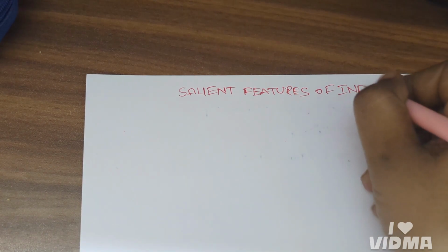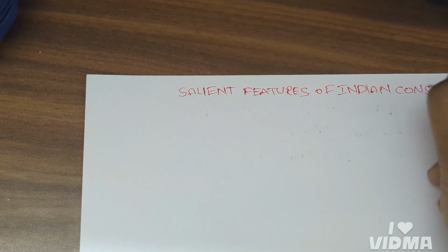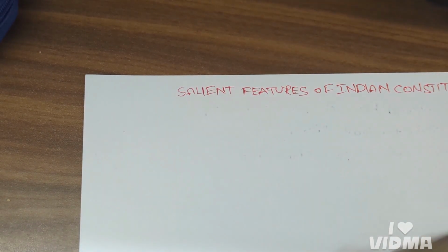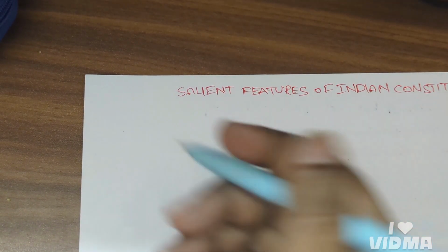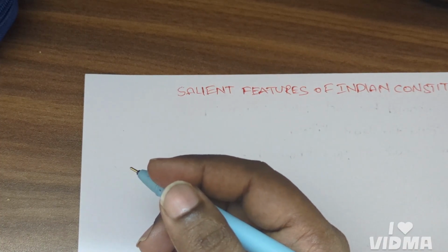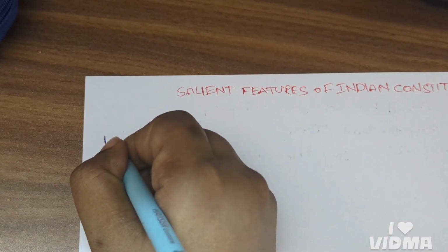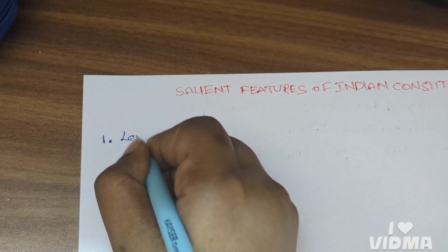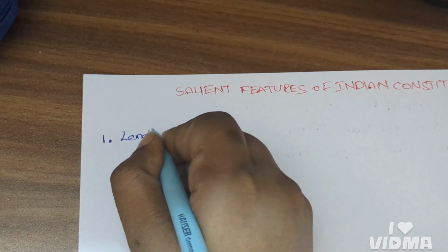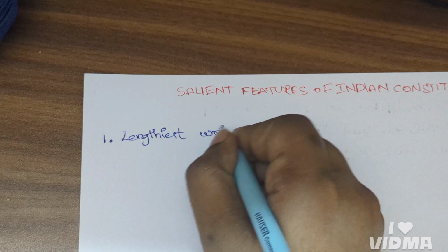The number one is the lengthiest written Constitution. The first feature: why is the Indian Constitution the lengthiest? Because India is a very vast and diverse country with multiple religions, languages, social structures, and administrative complexities. So the framers included detailed provisions on relations, fundamental rights, emergency, elections, judiciary, and even administrative details. Unlike the US Constitution, which is brief, the Indian Constitution is very detailed. So this is the lengthiest written constitution.